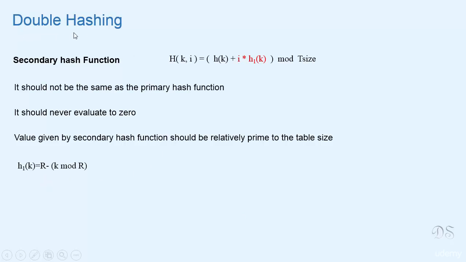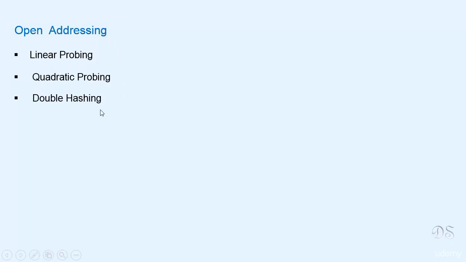This double hashing eliminates the clustering problem, but it is more complex and slower than linear and quadratic probing because it requires evaluation of 2 hash functions. So we have discussed 3 forms of open addressing techniques: linear probing, quadratic probing, and double hashing.